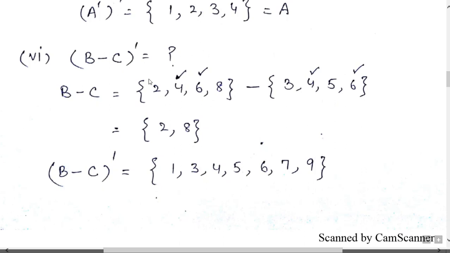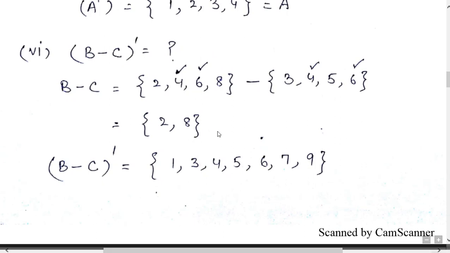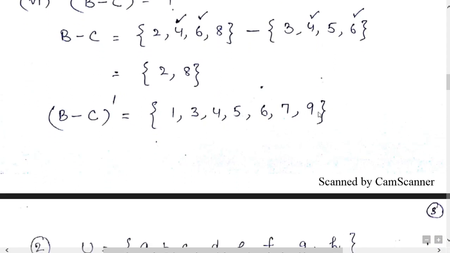We have to delete the intersection from B so that we can calculate B minus C. It's 2, 8. Then (B minus C) complement: delete 2, 8 from the universal set. You will get 1, 3, 4, 5, 6, 7 and 9.